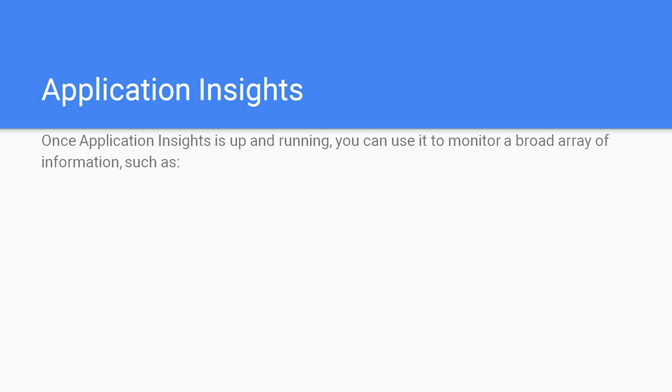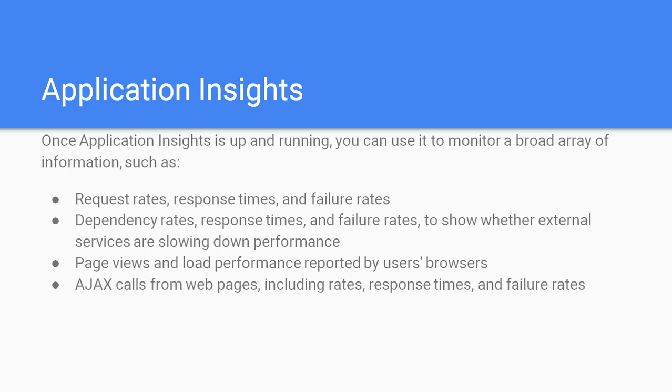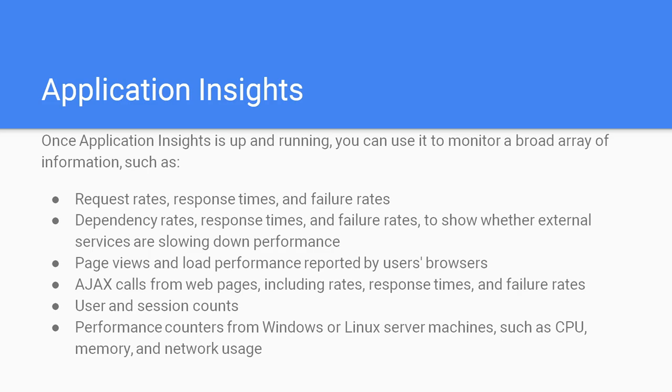Once Application Insights is up and running, you can use it to monitor a broad array of information such as request rates, response times, and failure rates; dependency rates, response times, and failure rates to show whether external services are slowing down performance; page views and load performance reported by users' browsers; AJAX calls from web pages, including rates, response times, and failure rates; user and session counts; and performance counters from Windows or Linux server machines, such as CPU, memory, and network usage.